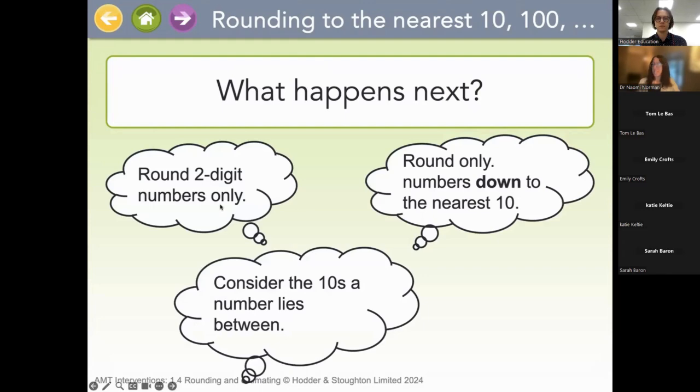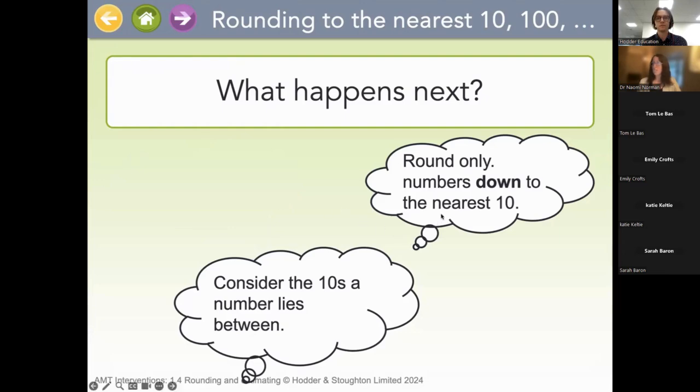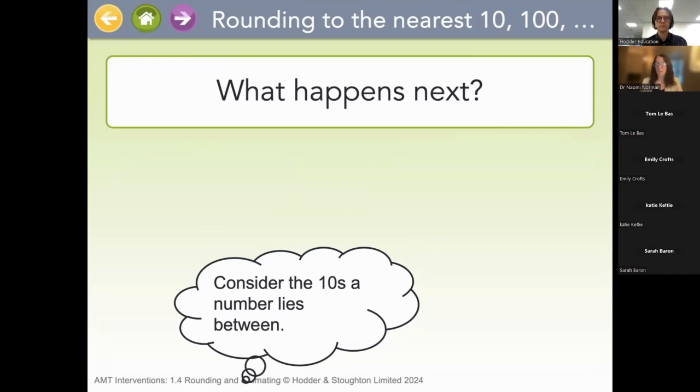Well, we rejected this first idea because, as mentioned before, we don't want students to become so familiar with only rounding 2-digit numbers to the nearest 10 that they then struggle to understand that other bigger numbers can be rounded to the nearest 10 as well. And we rejected this idea because before rounding down, you need to understand some other concepts first, like the tens a number lies between and which 10 is closest. So this feels like it could be a bit of a jump for intervention work. So this is what we decided to do next, considering the tens a number lies between.